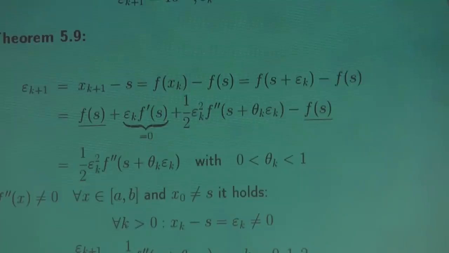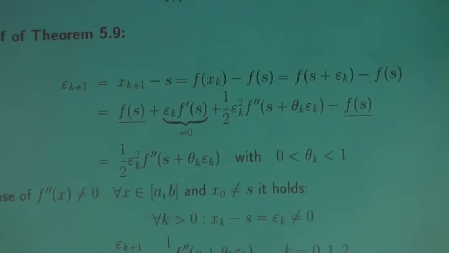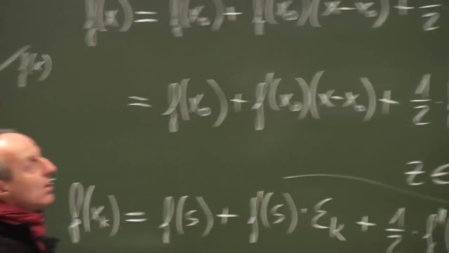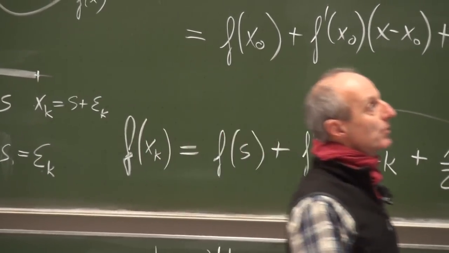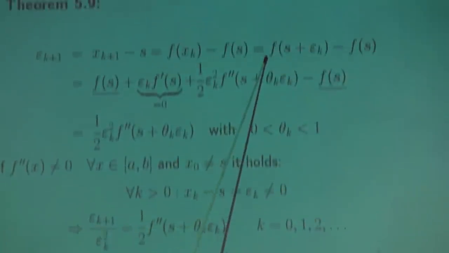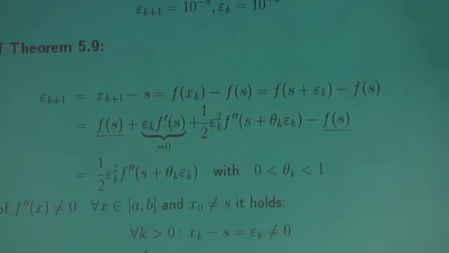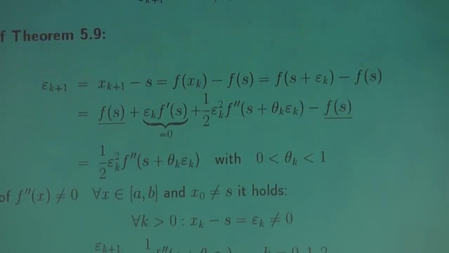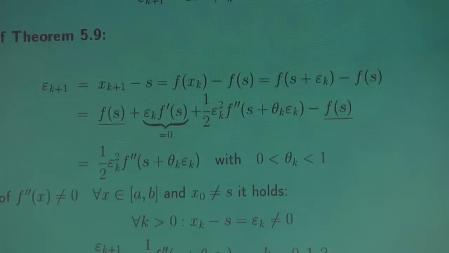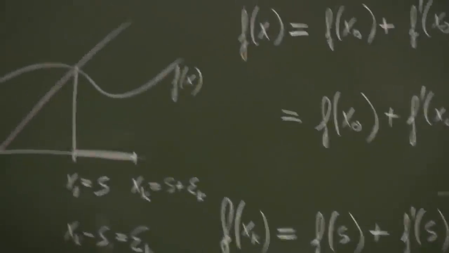Because of the expansion to the Taylor series of s plus epsilon k, don't you want to make f of x0 the Taylor expansion f of s? You mean you would prefer here to have f of x0 or what? Yes, we want to expand the Taylor series in x0. Yes, you're right. I mean, we use as the expansion point x0. That's what we do. We expand our Taylor series in x0.